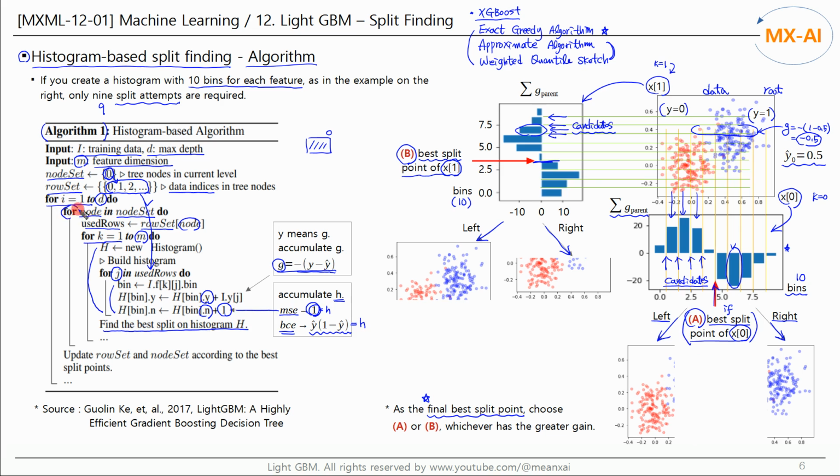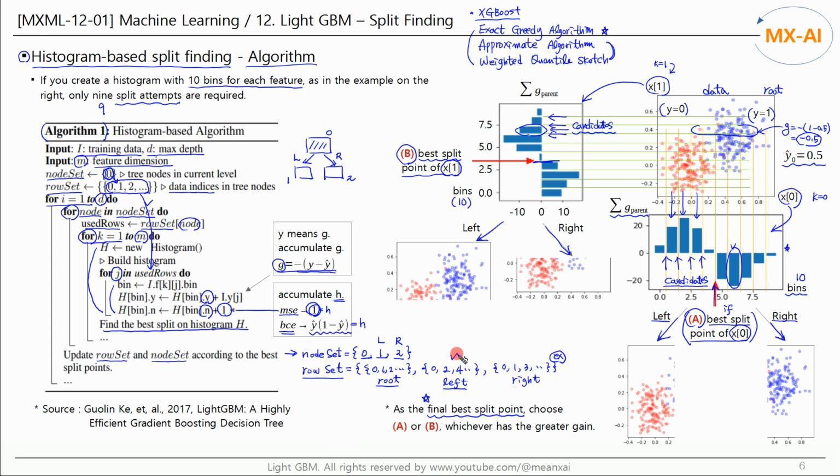After scanning all the nodes and all the features, we update the row set and node set lists. Split the root node into the left and right with the best split point we found. The split node numbers are 1 and 2, and the node set list is updated to 0, 1, and 2. 1 means the left node, and 2 means the right node. And the row set list contains the indices of data points in the root node, the indices in the left node, and the indices in the right node. This process is repeated until the tree reaches a depth of D, i.e. max depth, resulting in a tree like this. This is the histogram-based algorithm 1 presented in the 2017 LightGBM paper.